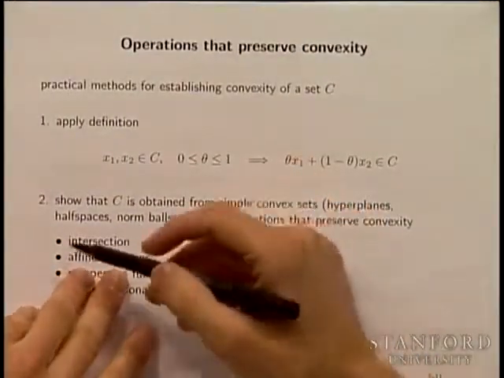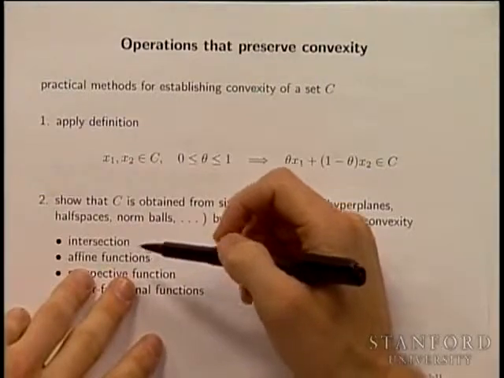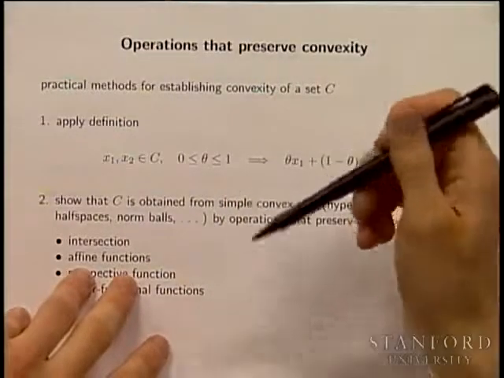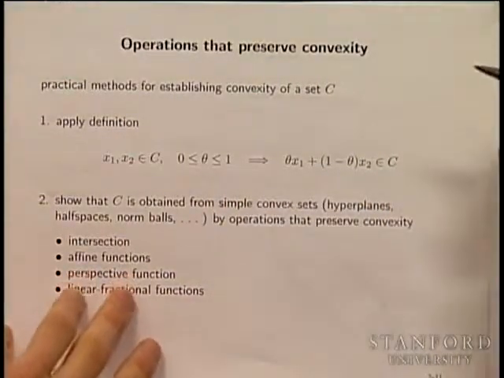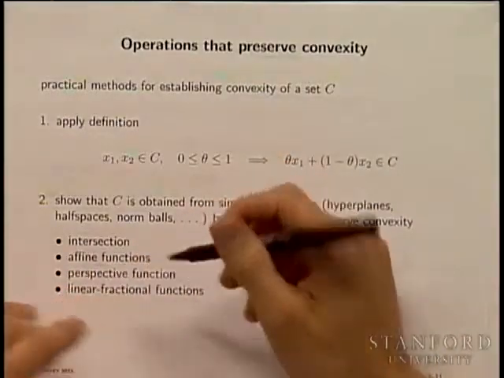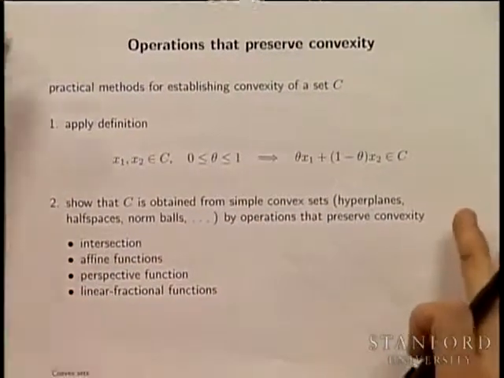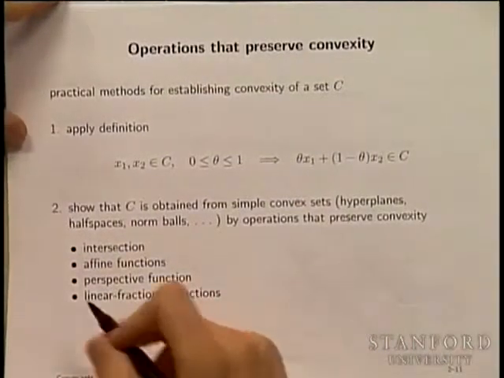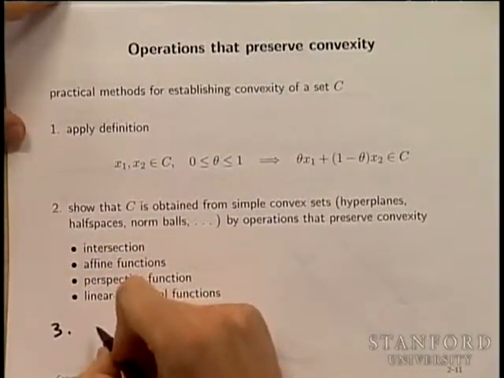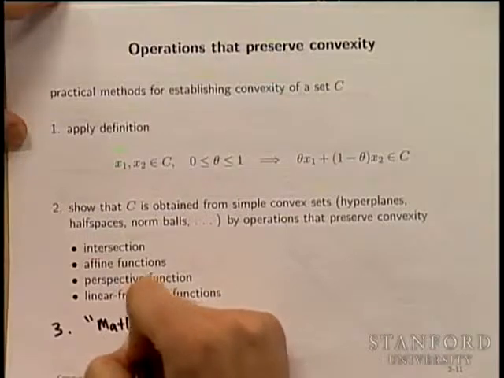And then an affine function will preserve convexity. So if we take a set C, put it through a function f which is affine, it's going to preserve convexity. A perspective function and linear fractional, we'll see those in just a few moments. But here's another way. This is the crude and nasty MATLAB approach.